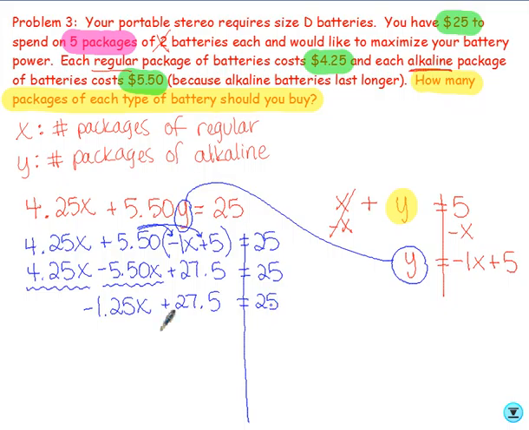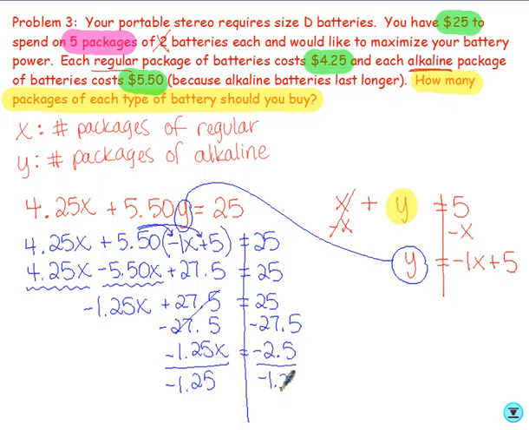Then I need to subtract 27.5 from both sides. Keep negative 1.25x. In your calculator, 25 minus 27.5 should leave you with negative 2.5. Final step, divide by negative 1.25. We get x equals, if you type negative 2.5 divided by negative 1.25 in your calculator, you should get a positive 2.